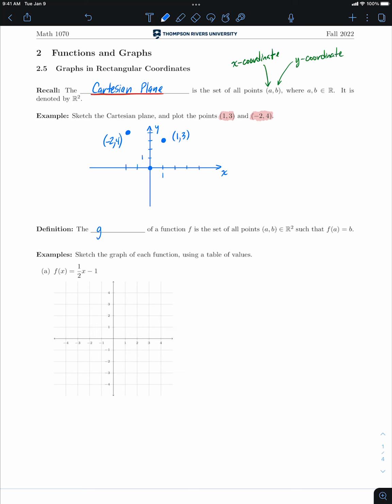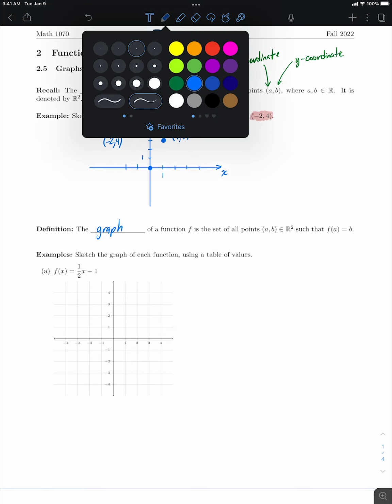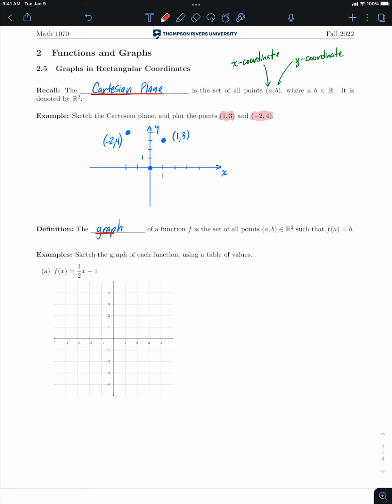So the graph of a function: as soon as you have a function that takes input values from the real numbers and gives you back output values in the real numbers, then you can draw its graph on the Cartesian plane. So what is its graph? Well, it's a set of points. It's the set of all points that satisfy a certain condition. So what is the condition? Okay, so it's the set of all points of this form.